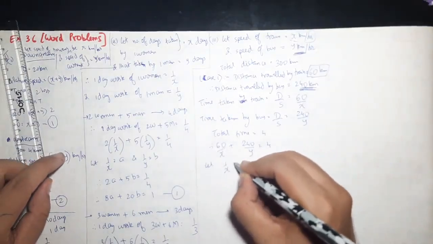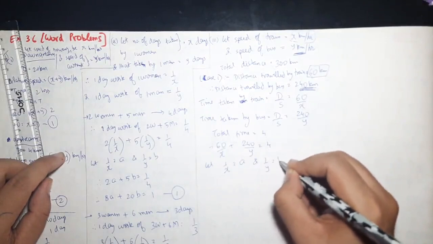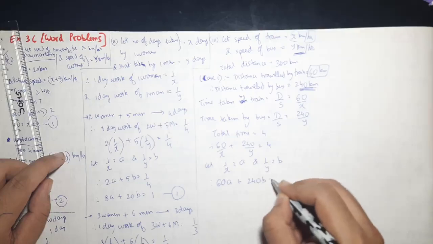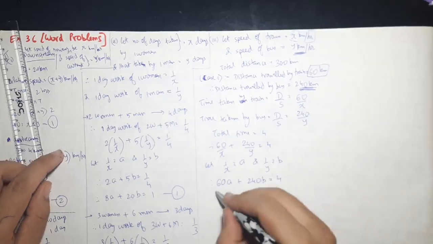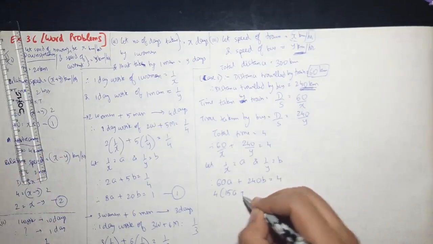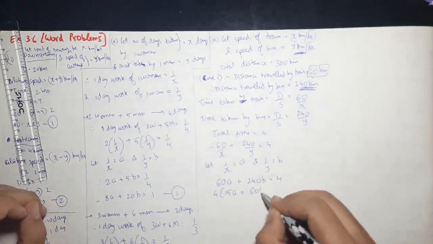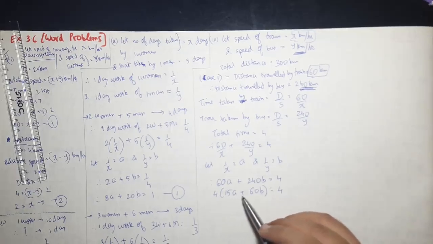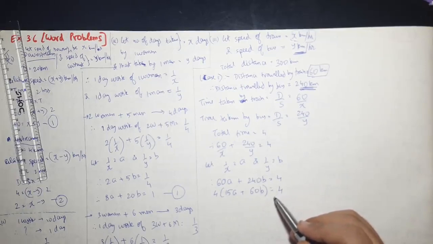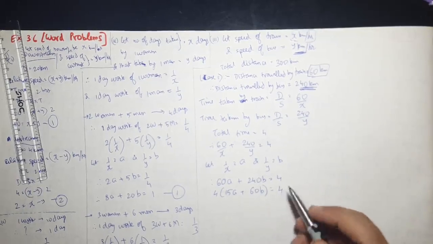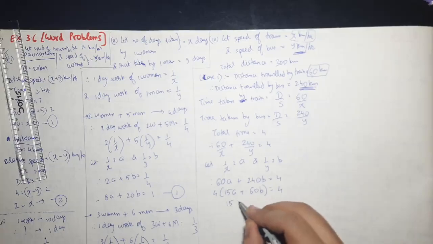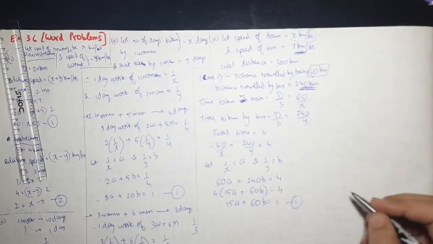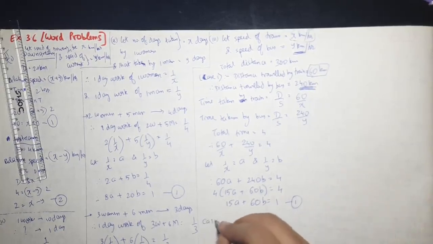Let 1 by x equal a and 1 by y equal b. So this will be 60a plus 240b equals 4. 4 is common in everything. So 15a plus 60b equals 1. I know that 60 is common actually, but I will not take 60 common because 60 will not get cancelled out anywhere. 4 will get cancelled out because 4 was there already. This is my first equation. Now case 2.